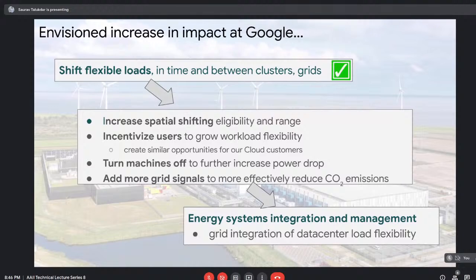And this whole carbon intelligent load management that I presented so far, we want to extend it to more flexible loads, and also to enable better integration and load management when we are part of the community outside the data center as well.